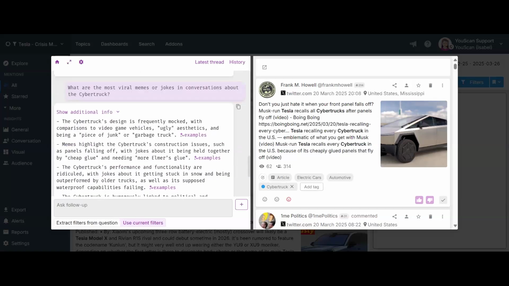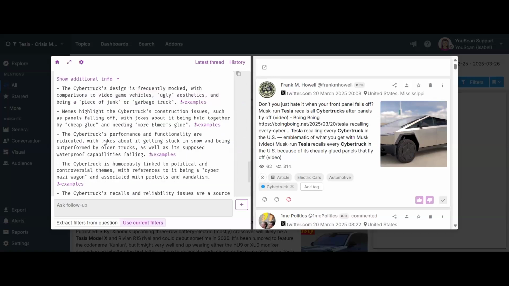And this one was just a question that I asked Insights Copilot because I think it's a very interesting point to understand a crisis. What are the most viral memes or jokes in conversations about the Cybertruck? So here, for example, there are people talking about how it's ugly, the aesthetics. Some people saying that it needs more Elmer's glue.